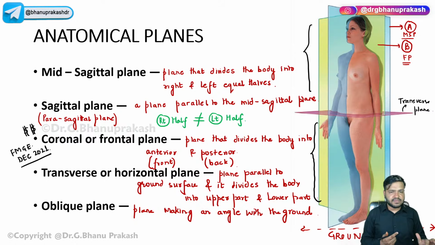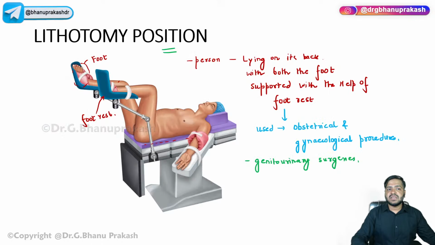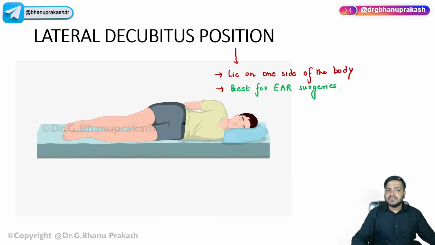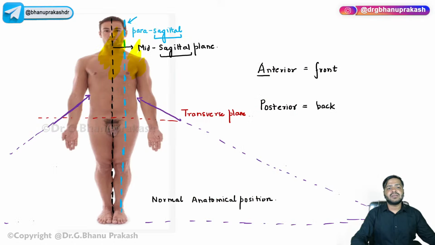So we have already discussed all the anatomical planes: the mid-sagittal plane, the sagittal plane, the coronal or the frontal plane, the transverse or the horizontal plane, and the oblique plane. All the five planes are done. All the positions, the lateral, lithotomy, fundamental, prone, supine are done. So just give me a thumbs up if all the positions and all the anatomical planes are clear to you guys.